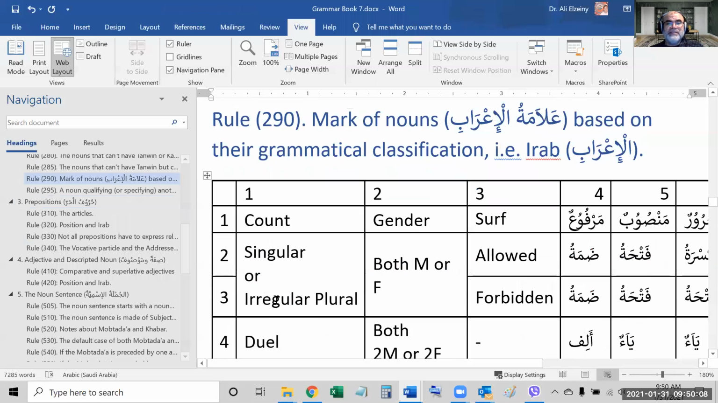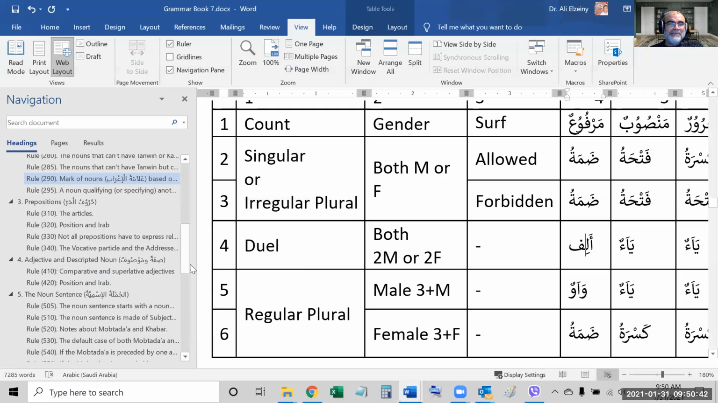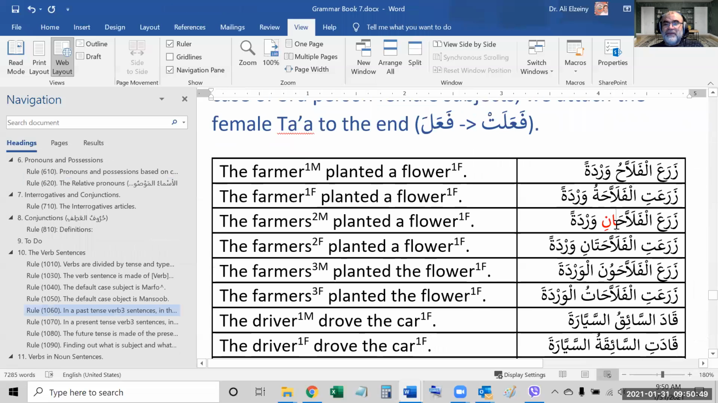Because if we go back to the table, it says for dual, both 2M and 2F, مرفوع is alif, منصوب and مجرور is ياء. Okay, so we have فلاحان or فلاحين. Because the subject is مرفوع, and مرفوع for dual is alif. So we choose alif. So that is correct. Ya noon is wrong. Alif noon is right, because it's marfu'. Everything else is the same.